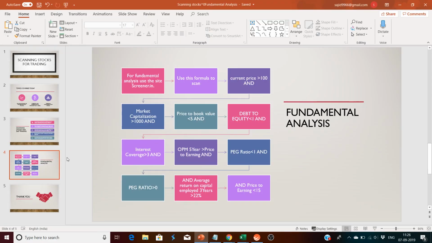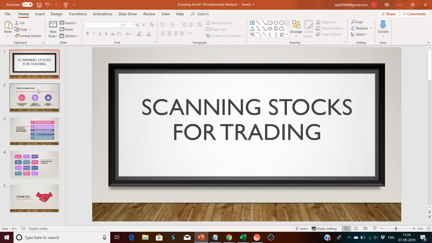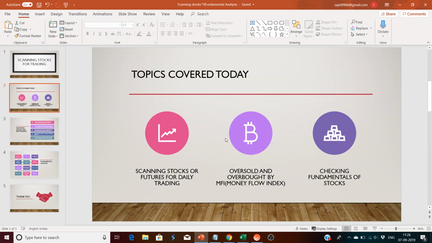Okay, so we have covered fundamental analysis. So I think I have covered the topics which I promised for today: scanning stocks, oversold, overbought, checking fundamentals of stocks.